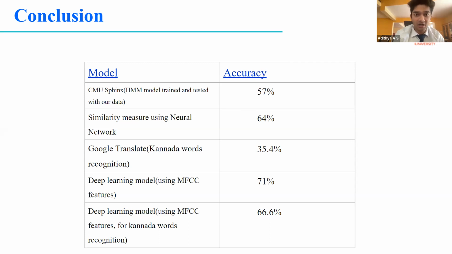We used our test data set with Google Translate. If we see only the Kannada words recognition, where we take the number of Kannada words that are actually predicted correctly to the total number of Kannada words present, the accuracy came out to be 35.4%. For our deep learning model, which we built with the help of MFCC features, for the entire model it came out to be 71%, whereas if we took only Kannada words recognition, the accuracy came out to be 66.6%.